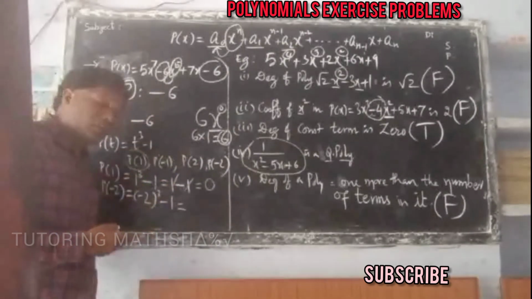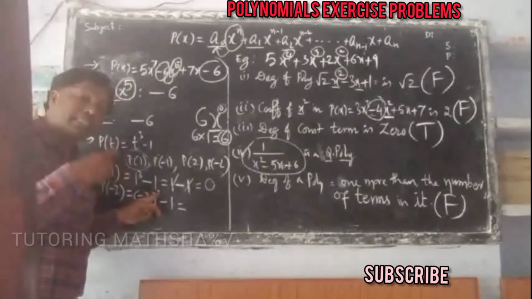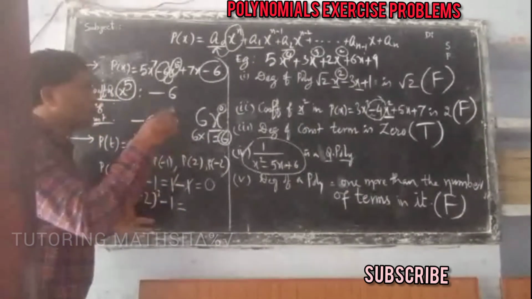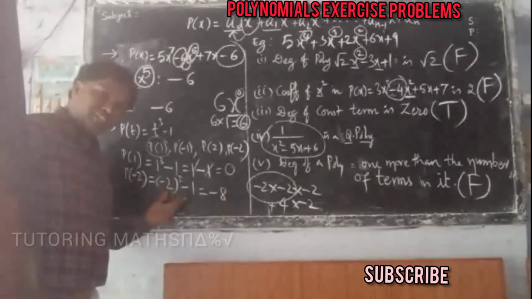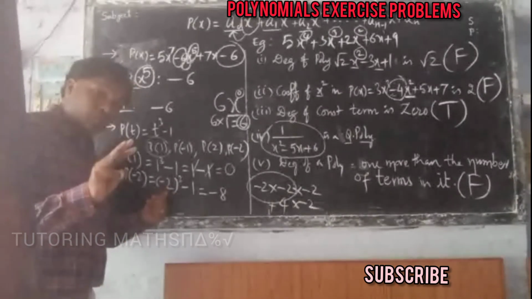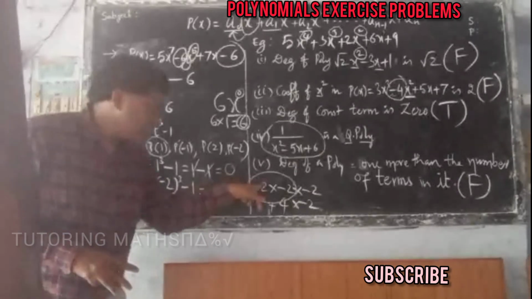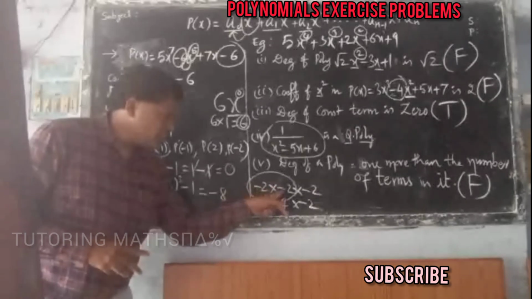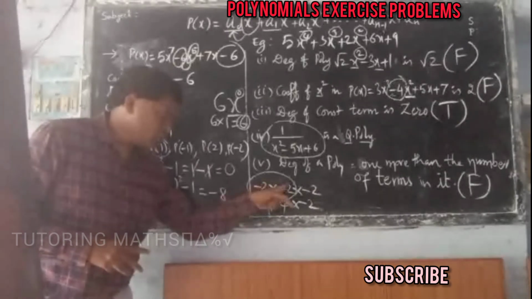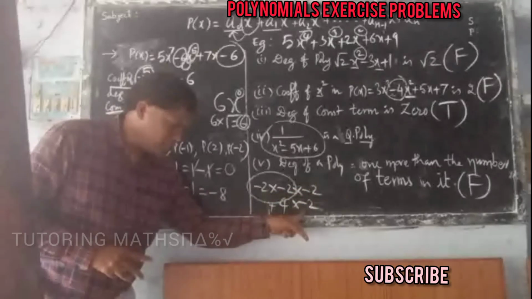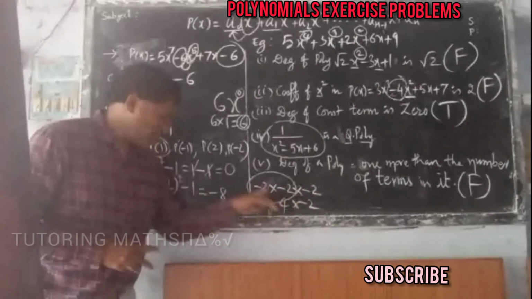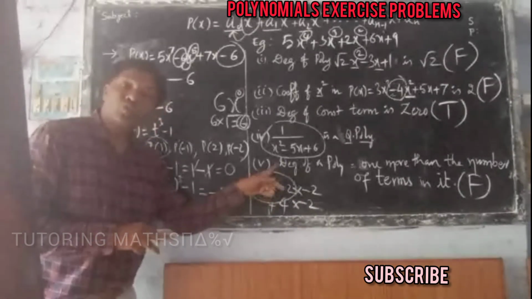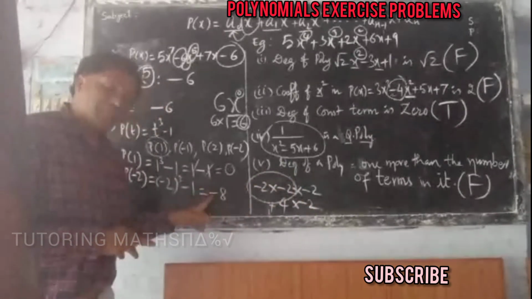What is minus 2 whole cube? Minus 2, 3 times should be multiplied. Minus 2 into minus 2 into minus 2. Yes, minus into minus plus. 2 2s are 4 into minus 2. Plus into minus, minus 4 2s are 8. So finally, minus 2 into minus 2 into minus 2 is minus 8.